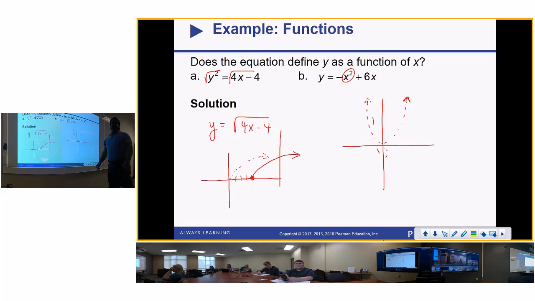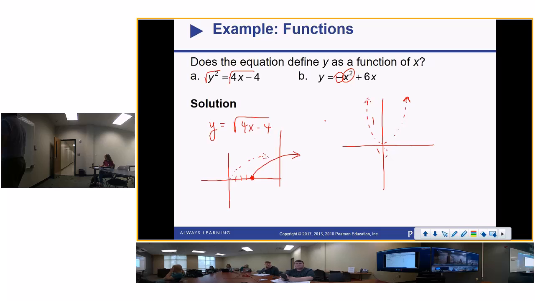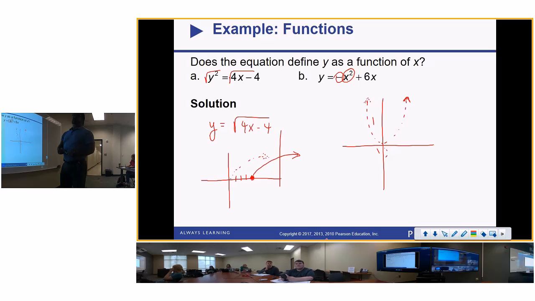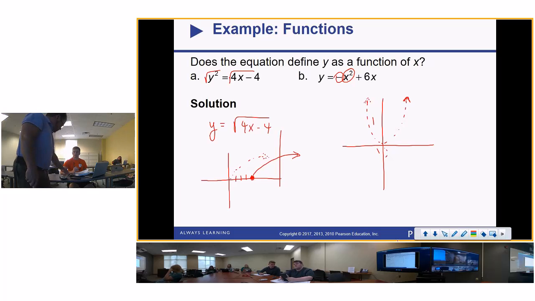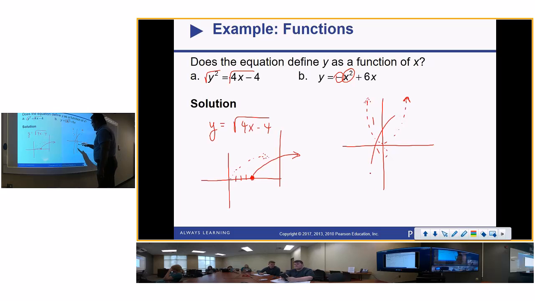What does this minus mean? It means it's going the other way. It's going the other way, and it also is discombobulated because of the 6x. So what does it look like on your graph? Somebody graph it on your calculator. What does it look like? Let me see it. So it's going to be going downward, and it's going to look something like this.